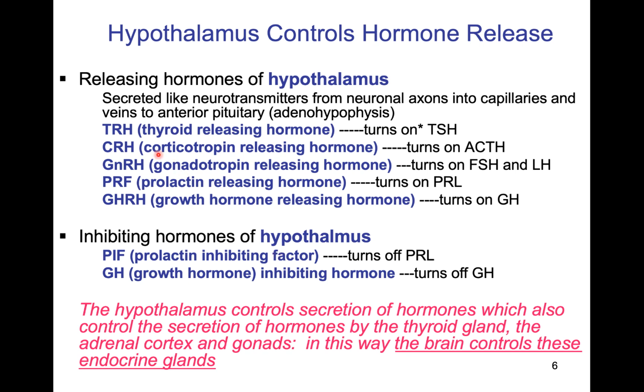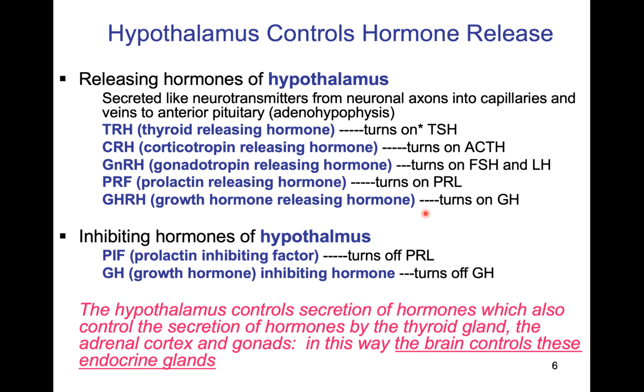So the releasing hormones, a few examples of them, is TRH, thyroid releasing hormone. Thyroid releasing hormone is produced in the hypothalamus, and it travels down to the pituitary gland to turn on thyroid stimulating hormone. When the pituitary gland makes this, what organ or gland do you think thyroid stimulating hormone is going to go and activate? It's going to activate the thyroid gland.